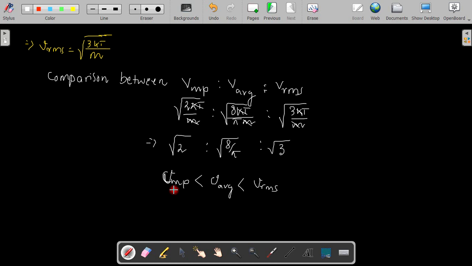So that's it for these three results. A very important result when we are using the Maxwell-Boltzmann distribution to find out what are the velocities involved when a gas molecule is under the influence of certain temperature.